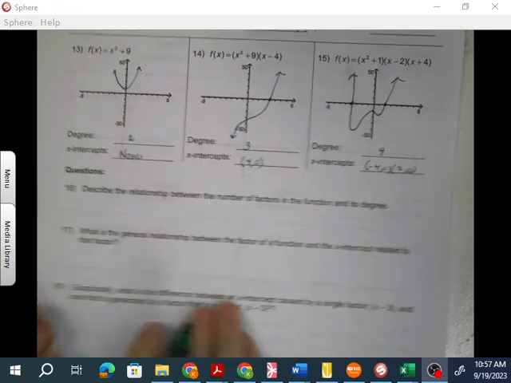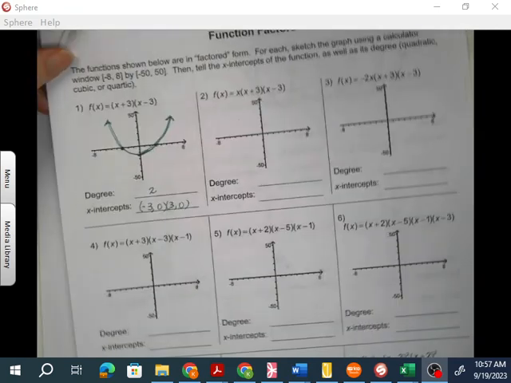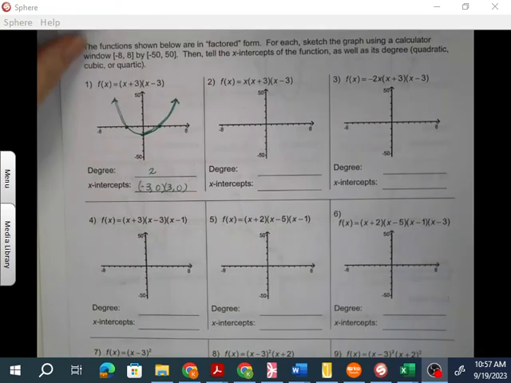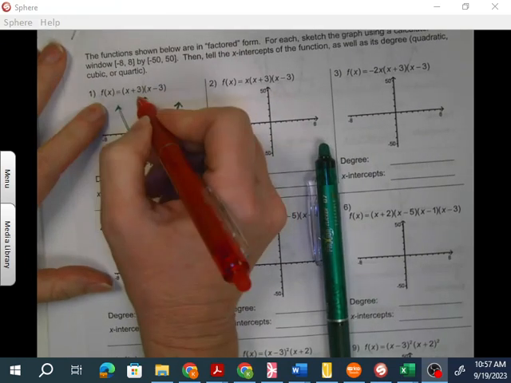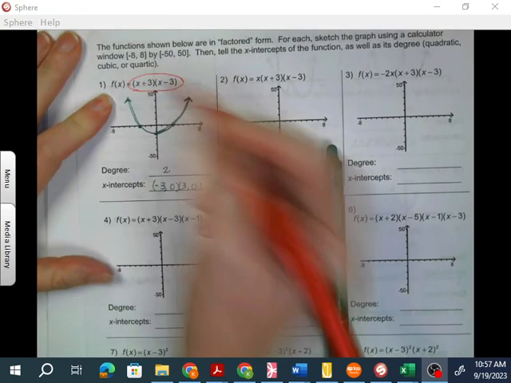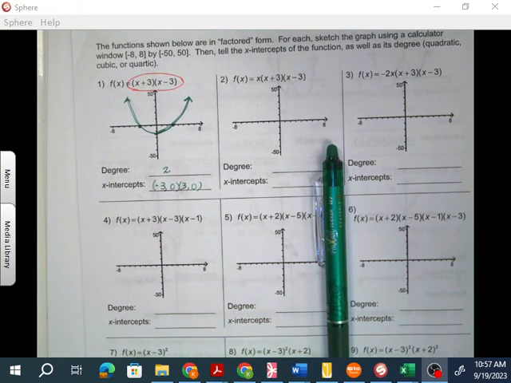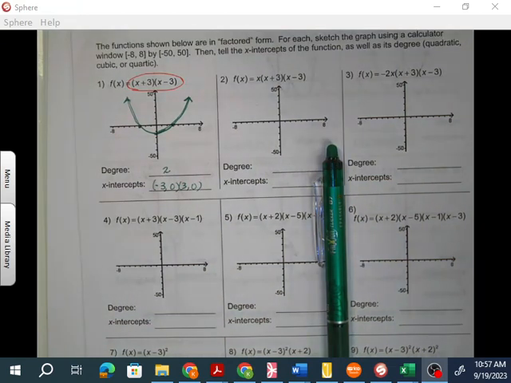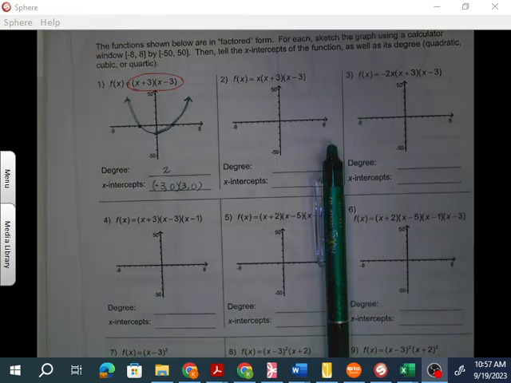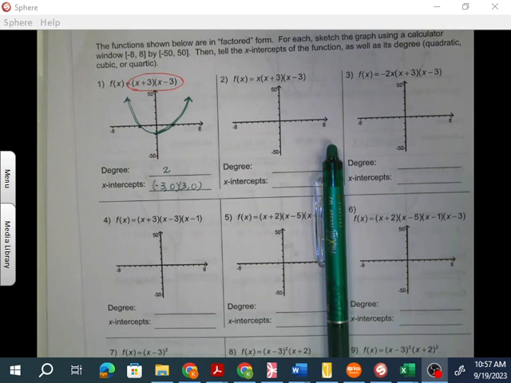So if we go back to the ones on the first page, the very first one I did, this is what we call factored form. Whenever it's got the parentheses and it's not multiplied out, hasn't been FOILed out, that's called factored form. There's two sets of parentheses, meaning there's two factors. And what's the degree? 2. And if you look at number 2, I got two sets of parentheses, and then I have that x out there, which is also a factor, because you would multiply it through.